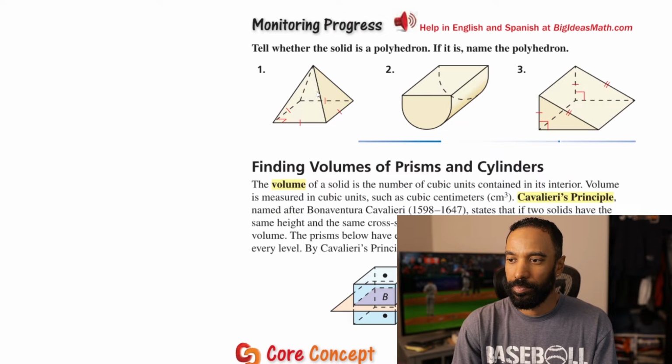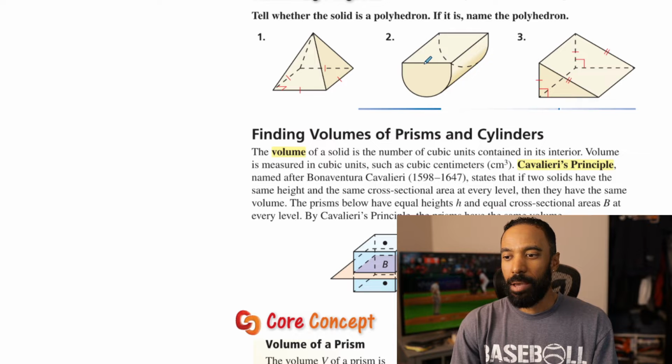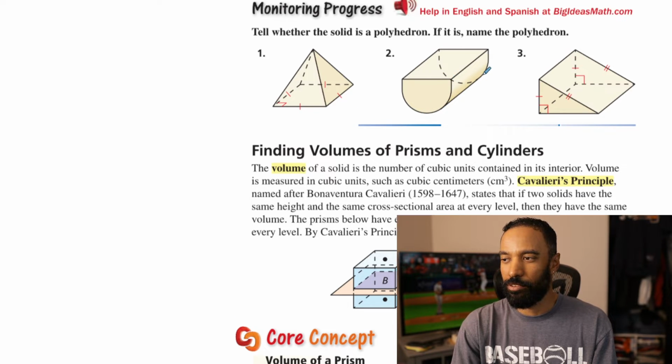Okay. This is a square pyramid. You can see all sides congruent and the right angle. This is a semi-cylinder. It's a cylinder with a semicircular base there, so therefore it's a semi-cylinder, I suppose, not a polyhedron.